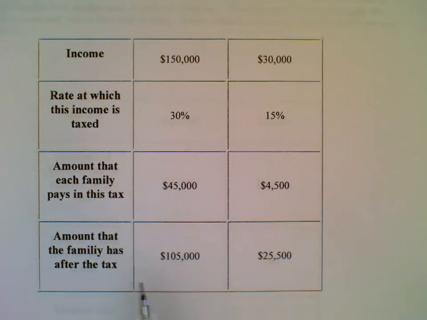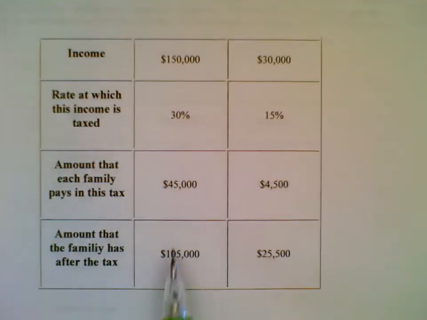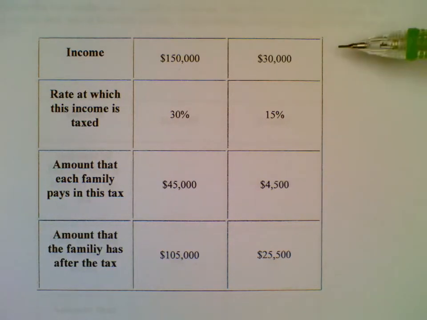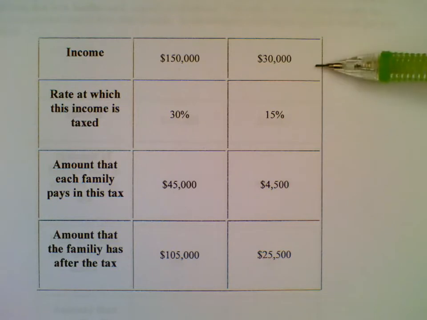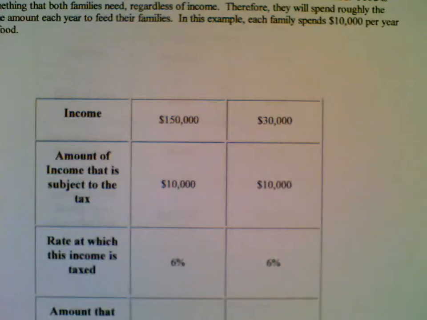A household that makes $150,000 is going to have to pay 30% of their income towards this tax, which is going to be $45,000, and then afterwards they'll have $105,000 left. A family who makes $30,000, they're only going to take 15% of your total income, which is $4,500, and then you'll be left with $25,500.